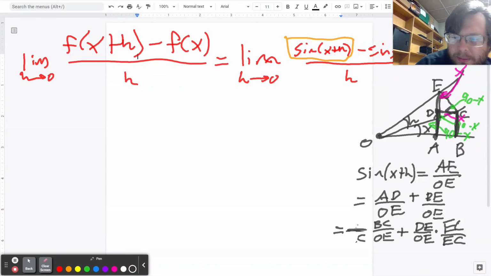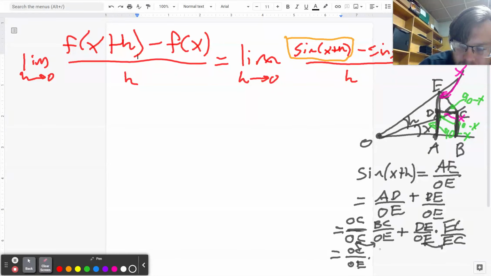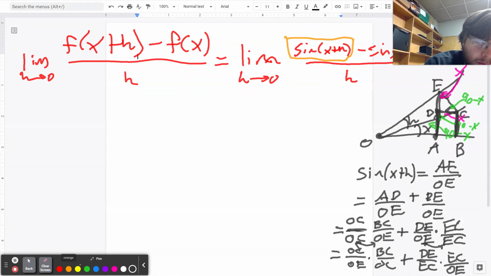I knew when I made this video I'd make at least one mistake. So OC over OC. Okay. So now the last thing we're going to do, or second to last thing we're going to do, is flip-flop the denominators. So now we have OC over OE times BC over OC. Flip-flopping these denominators, DE over EC, EC over OE.